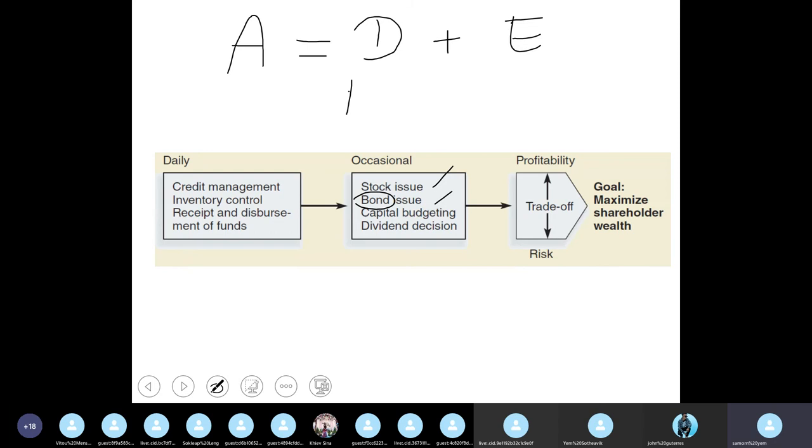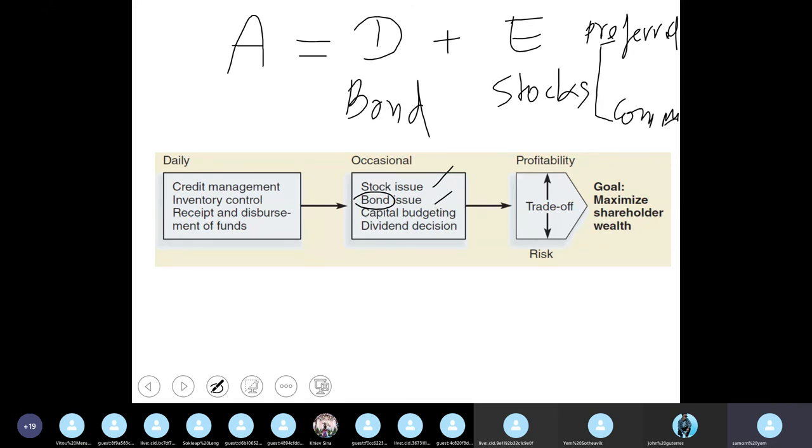If you talk about debt, we will talk about bonds. If you talk about equity, that is stock. Stock has two parts: preferred stock and common stock. Preferred stock is the primary stock for which the dividend will be shared to the preferred stockholder. And the common stock is normally the stock that can be traded in the markets.